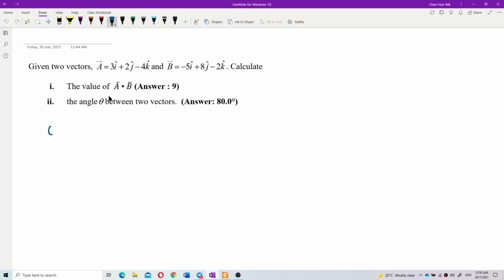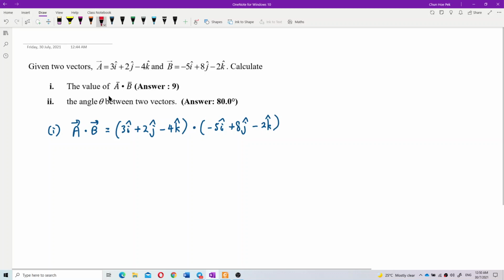For the first question, A dot B is 3i plus 2j minus 4k dotted with negative 5i plus 8j minus 2k. We know the basic principle: i dot i gives you 1, but i dot j gives you 0. Similarly, i dot k gives you 0 also. You can look back at the notes.